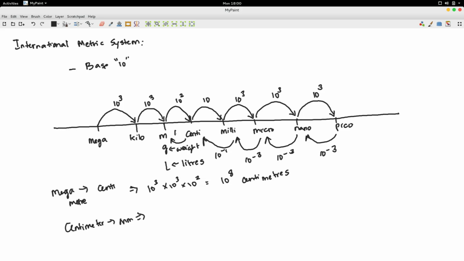Centi to meters, you multiply by 10 raised negative 2. Meters to kilos, you multiply by 10 raised negative 3. Or grams to kilos, liters to kilos. From the kilo unit to a mega unit, you multiply by 10 raised negative 3.